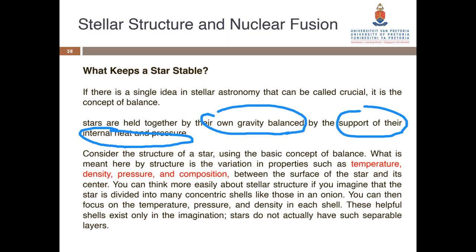So consider the structure of a star. Using the basic concept of balance, what is meant here by the structure is the variation in properties such as temperature, density, pressure, and composition between the surface of the star and its center. You can think more easily about stellar structure if you imagine that a star is divided into many concentric shells, like those in an onion. You can then focus on the temperature, pressure, and density in each shell. These helpful shells exist only in the imagination. Stars do not actually have such separable layers.